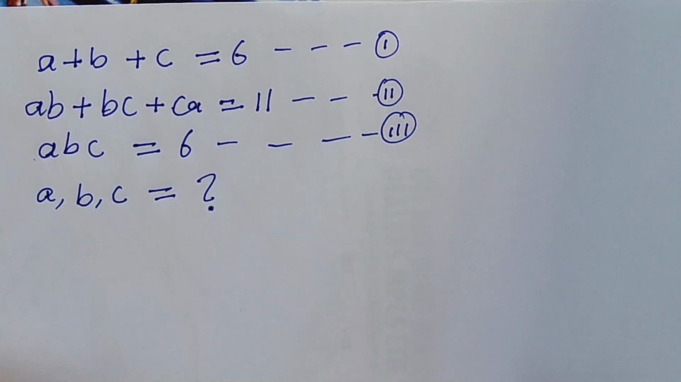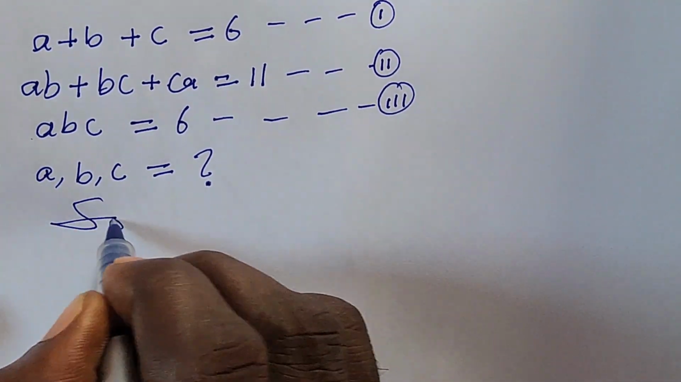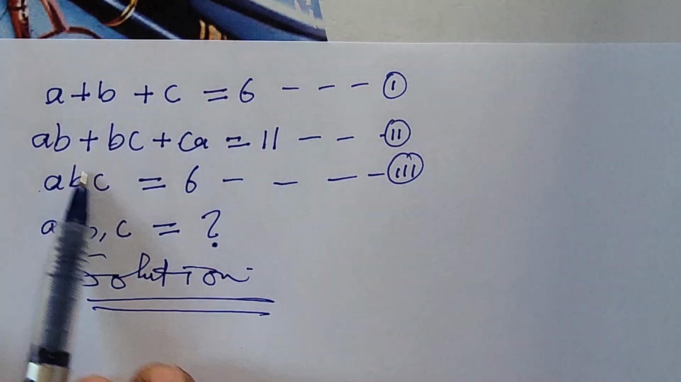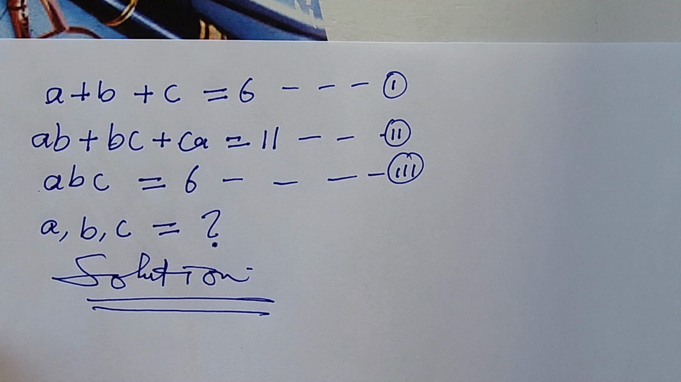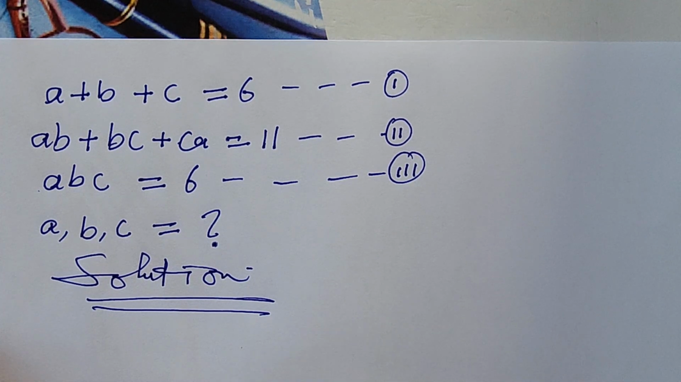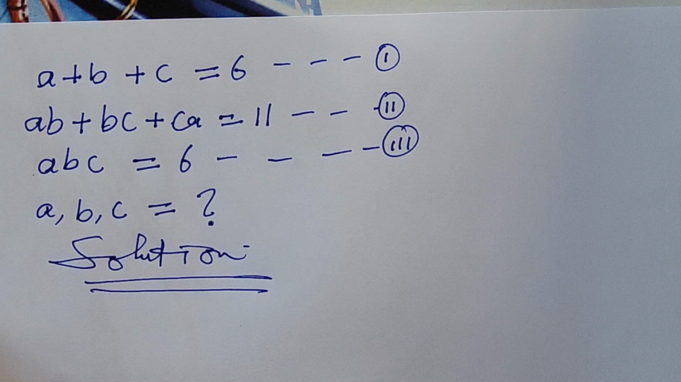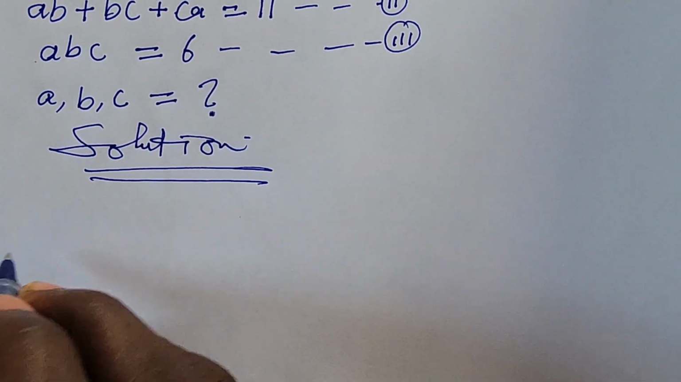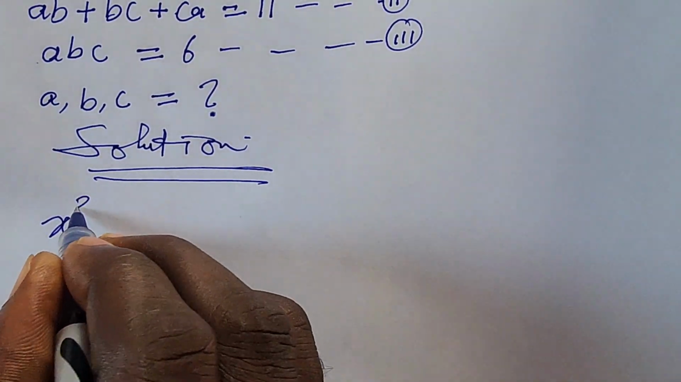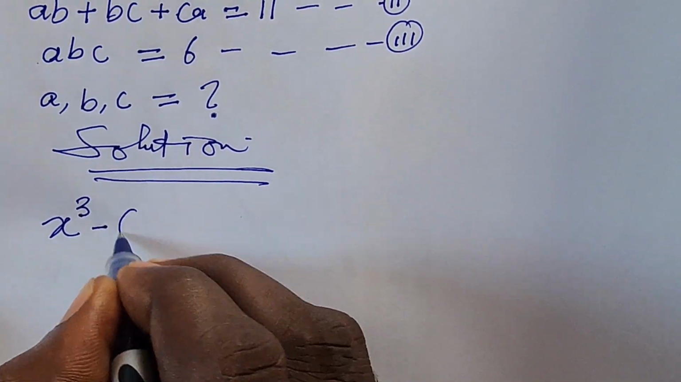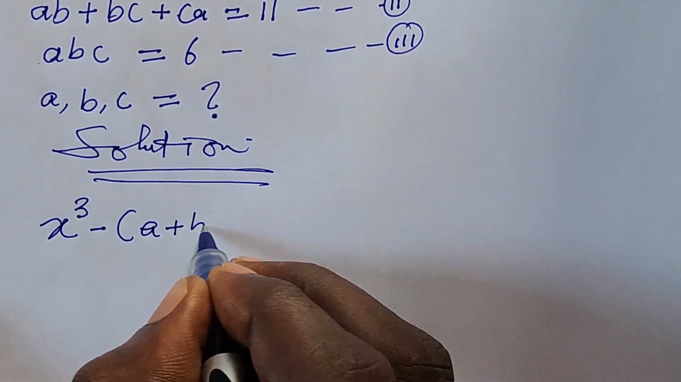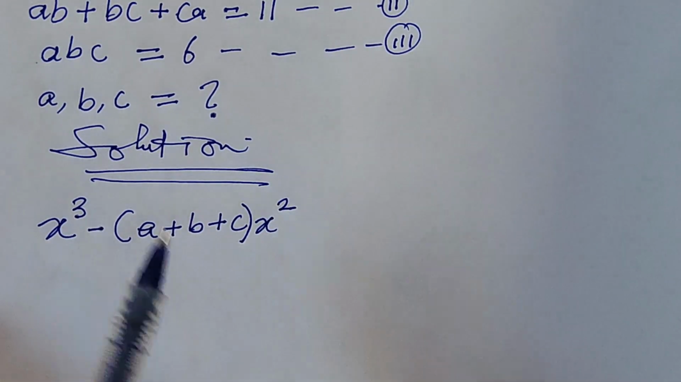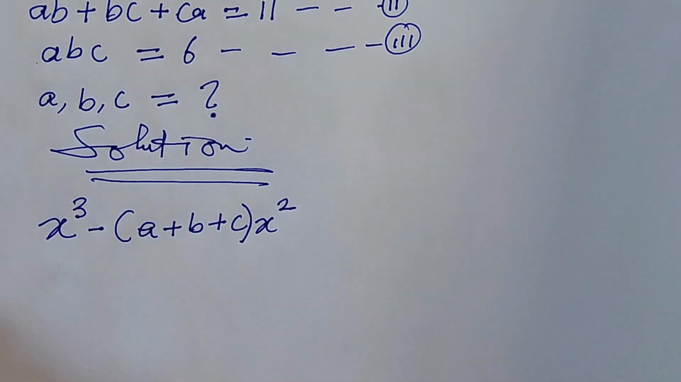Okay, so the first thing we do here is to take our solution. From these three equations, what we do is to create a polynomial equation of third degree in x from these three equations. So how do we do that? Now, this is how we take this. So this will give us x to the power of 3, then minus bracket a plus b plus c in x to the power of 2. We are taking this first equation here now.